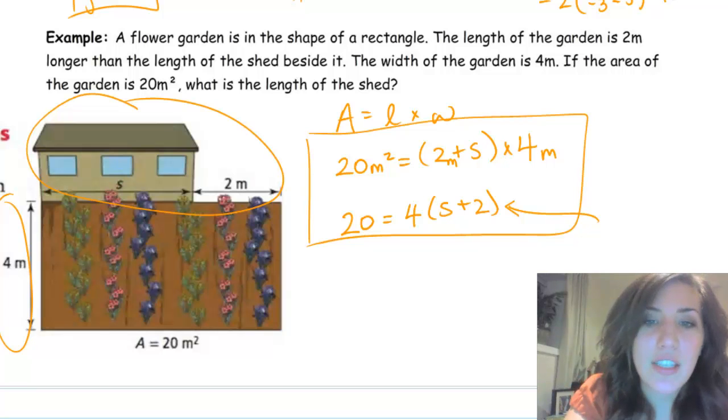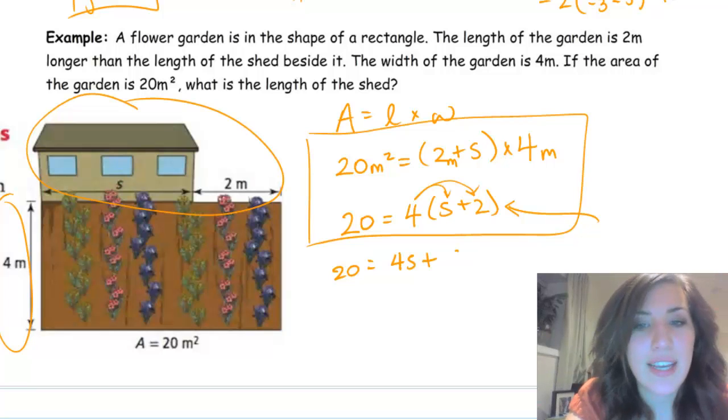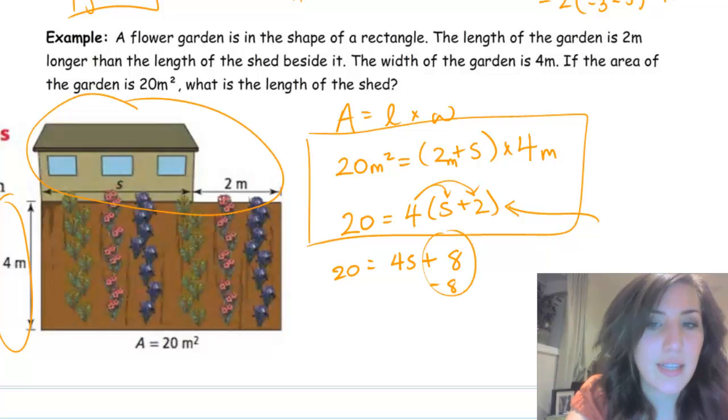So let's plug in this 4, multiply it by each thing inside the brackets. So 20 equals 4 times s is 4s, plus 4 times 2 is 8. Now to get rid of this 8, we need to minus 8 from both sides because this equals 0. So minus 8. 20 minus 8 is 12 equals 4s.